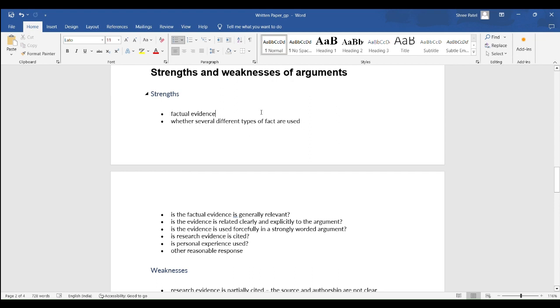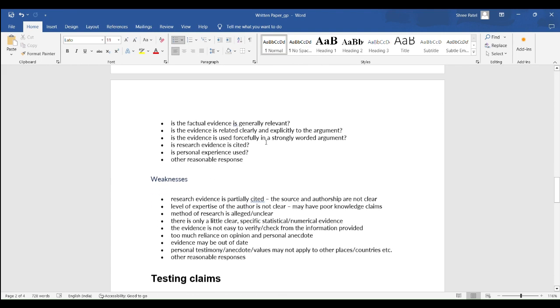If a strength is not given, for example if factual evidence is not given, then you can convert this point into a weakness. Then you can say that factual evidence or more factual and statistical information is not given. This is likely to make the reader question its reliability, or it is likely to be biased if there is no counter argument. We'll come to it here.